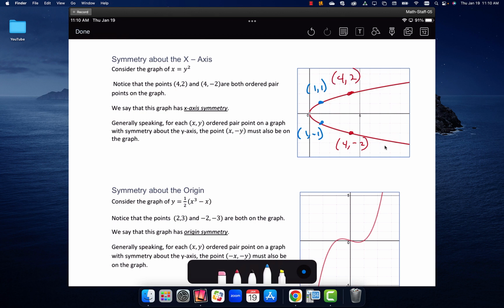Also, looking at the graph, imagine if you folded the screen along this x-axis, these curves would lie directly on top of each other. You have symmetry about the x-axis.